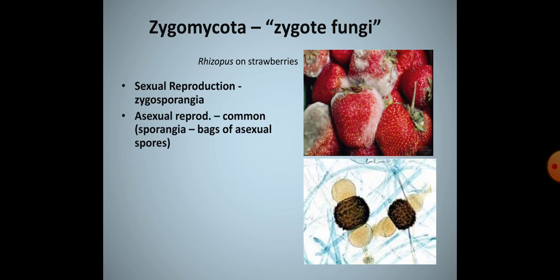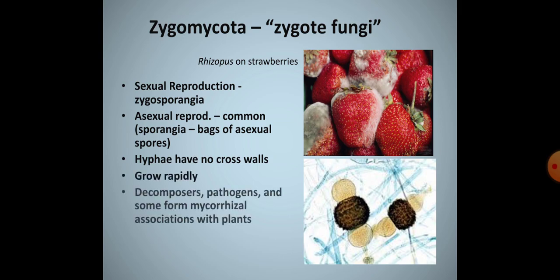Asexual reproduction is very common, and sporangia contain the spores. Sporangia are called bags of asexual spores. Hyphae have no cross walls, so they are coenocytic. They grow very rapidly over their substratum. They are mostly decomposers, pathogens, and some form mycorrhizal association with plants. Pathogens mean disease-causing organisms.